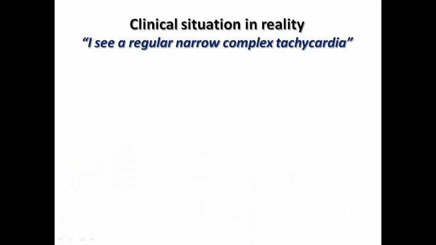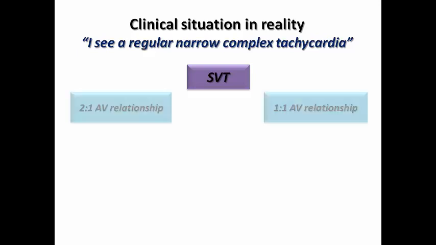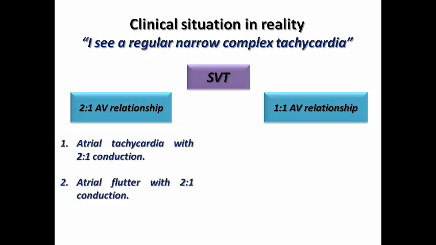So let's have a clinical situation in reality. Now I see a regular narrow complex tachycardia. What should I diagnose it? Of course, I would diagnose it as SVT. How can I subclassify this SVT in the ER? Of course, we can divide this into a 2-to-1 AV relationship or a 1-to-1 AV relationship. The 2-to-1 AV relationship has 2 possibilities: atrial tachycardia with 2-to-1 conduction, which we discussed before, and atrial flutter with 2-to-1 conduction, which will be discussed in a separate lecture.